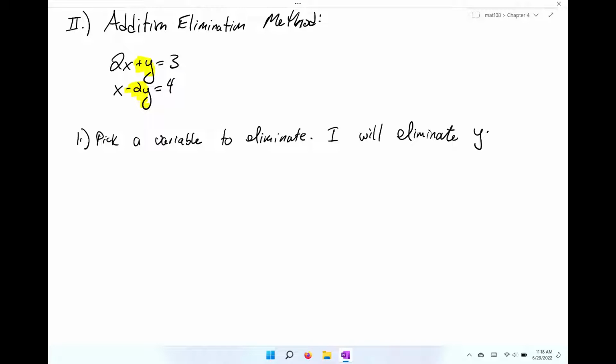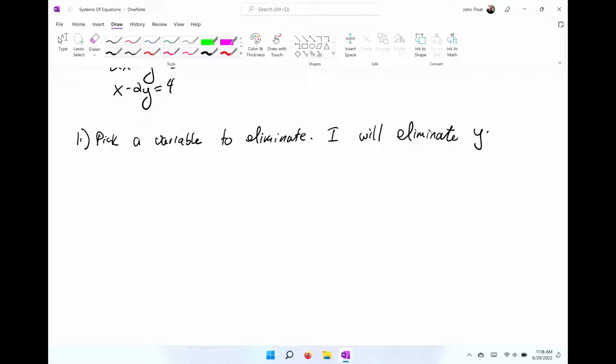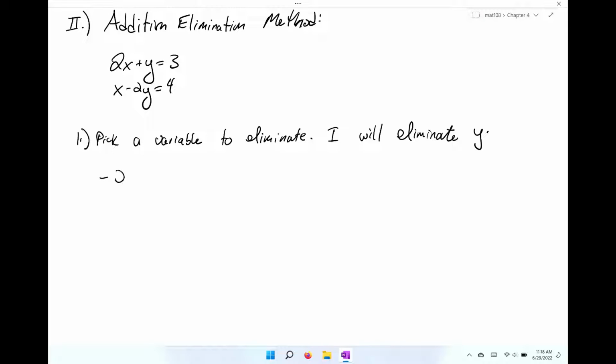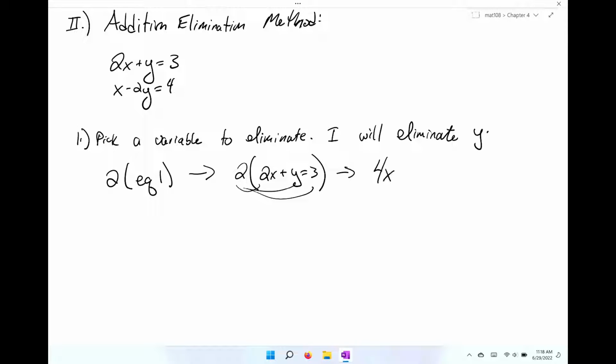So I'm going to take positive 2 and multiply it by equation 1. So that's going to give me 2 times 2x plus y equals 3. And I'll just distribute this. 2 times 2 is 4x. 2 times y is 2y. 2 times 3 is 6. So what I'm going to do here is just rewrite it. 4x plus 2y equals 6. I'm going to write equation 2 underneath it. x minus 2y equals 4.